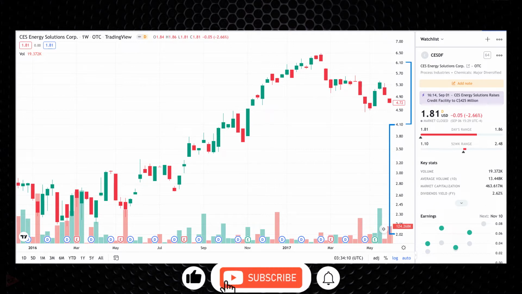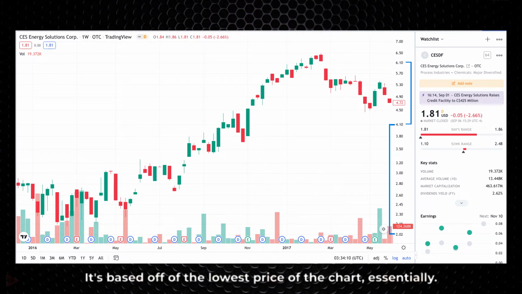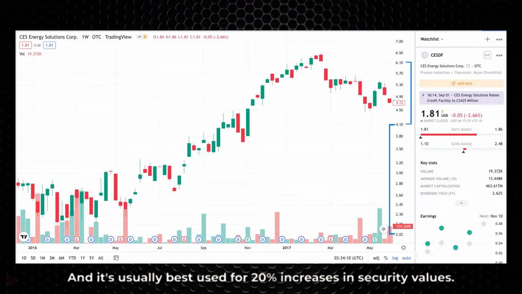Now, what's the purpose of this? It shows you what your actual gain would be if you were to buy at a certain price. It's based off of the lowest price of the chart, essentially. And logarithmic charts are best used for long-term horizons. It gives you a good idea of what the actual percentage increase is, not the absolute value increase. And it's usually best used for 20% increases in security values.